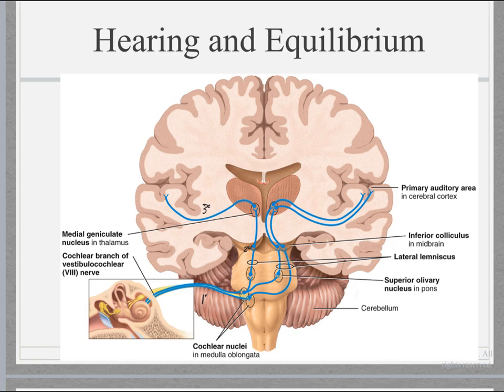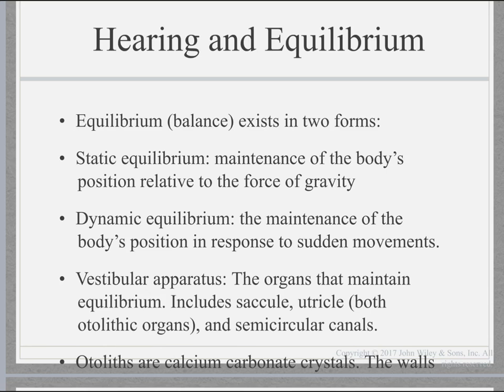From the thalamus, we're going to use that relay center to relay information to the primary auditory area in the cerebral cortex. Now, true hearing was only half of this equation. The second half is going to be equilibrium, or balance. And as we said before, it exists in two forms.